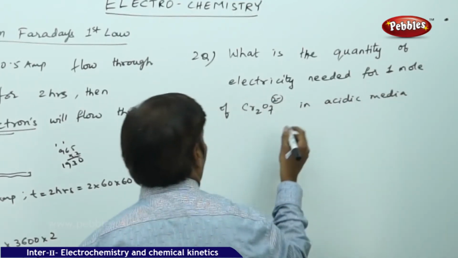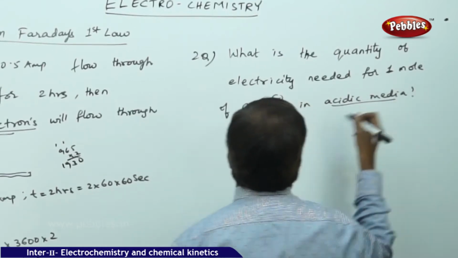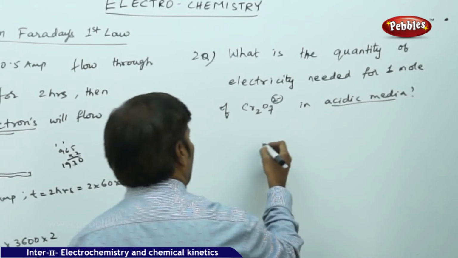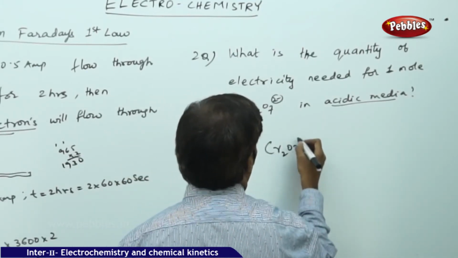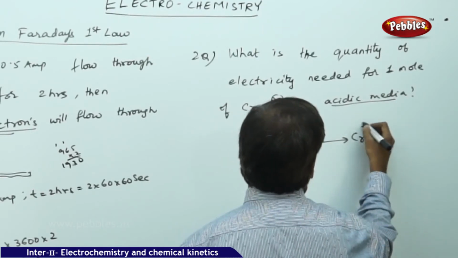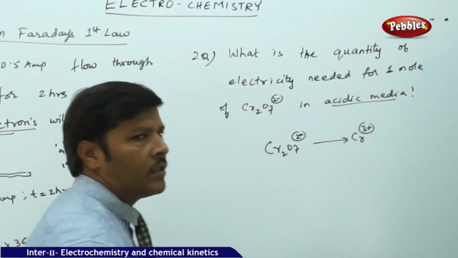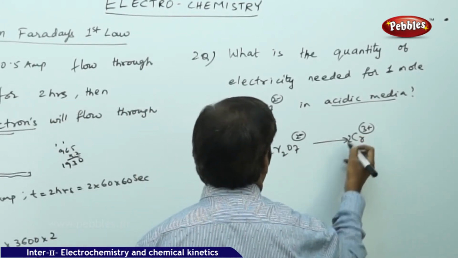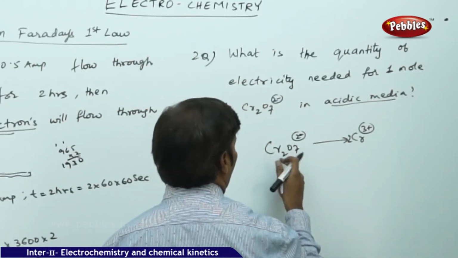That means, because he is saying he is using the word acidic media, we need to solve this equation. In acidic media, this dichromate ion Cr2O7 2- gets reduced to chromic ion Cr3+. Balance the equation in acidic media. There are 2 chromiums, so multiply this with 2. Number of chromiums are balanced.